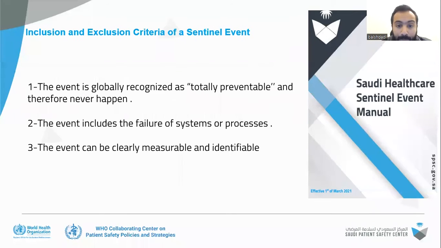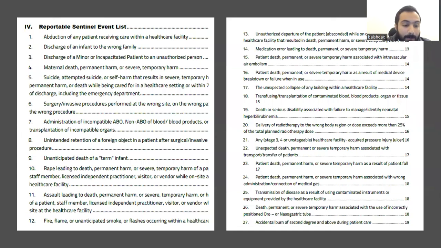Next. So before we start, the inclusion criteria for a Sentinel event are very simple, three things. The event should be globally recognized as totally preventable. It should never happen. The event includes the failure of a system or process, and the event can be clearly measurable and identifiable.